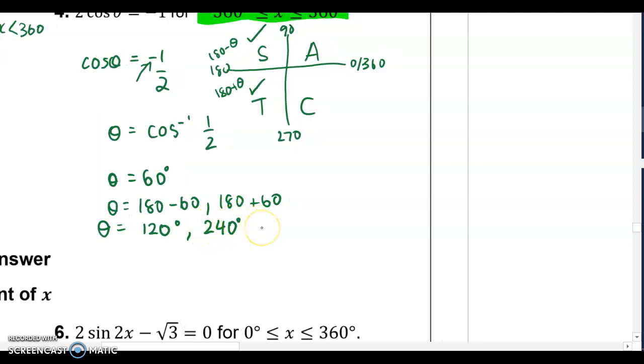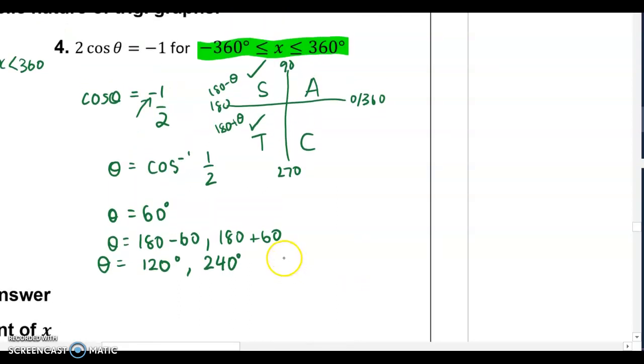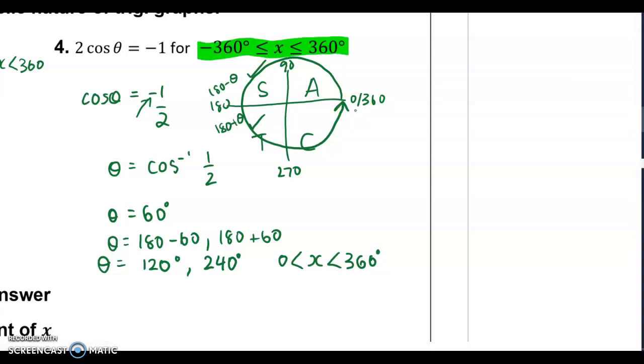Okay, now that, however, is not our answer. That's what our answer would be if we were in our normal domain of 0 less than or equal to x less than or equal to 360. Remember, that domain is just one unit circle. Okay, one revolution around, and we've had a little bit of a look at restricted domains within that domain.